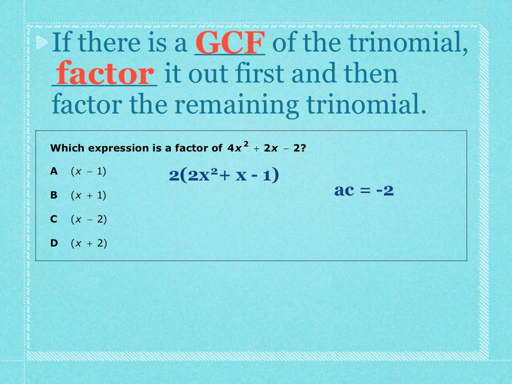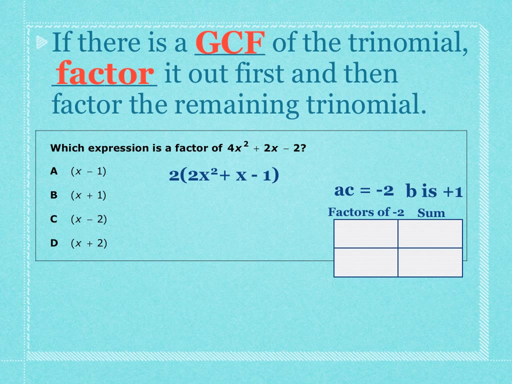Now I know my AC is going to be 2 times negative 1, which is negative 2, and my B is going to be a positive 1. So I need two factors of AC that have a sum of a positive 1. Well, two ways to get negative 2. I can do negative 1 plus 2, which has a sum of 1, or I can do positive 1 and negative 2, which has a sum of negative 1. I want to use the negative 1 and the positive 2 because I need the sum to be a positive 1.